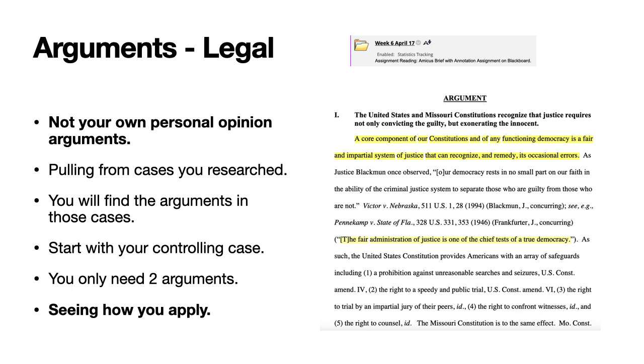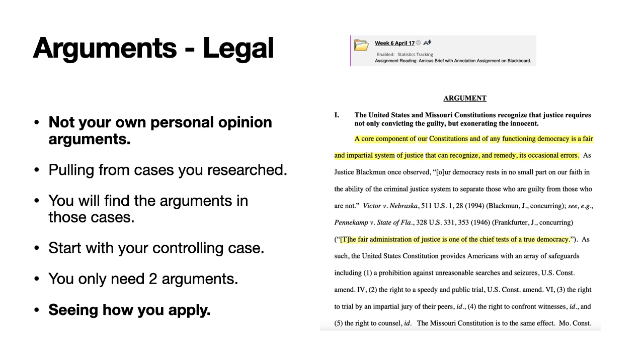Legal writing is using arguments that have been framed already by the courts, and you're going to use those to support your position. So you're going to pull these from the cases you research. You're going to start with your first controlling case. You only need two arguments. You're probably going to find two arguments in the controlling case, but you need to, as I'll show you in a second, look at the other cases to develop those arguments.